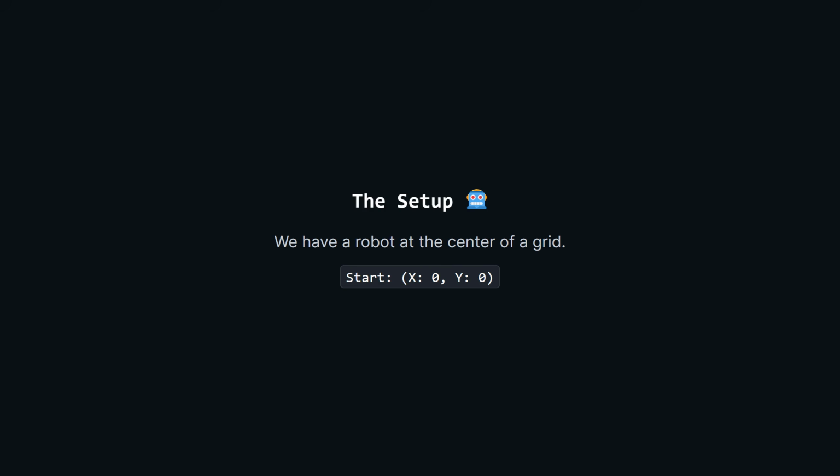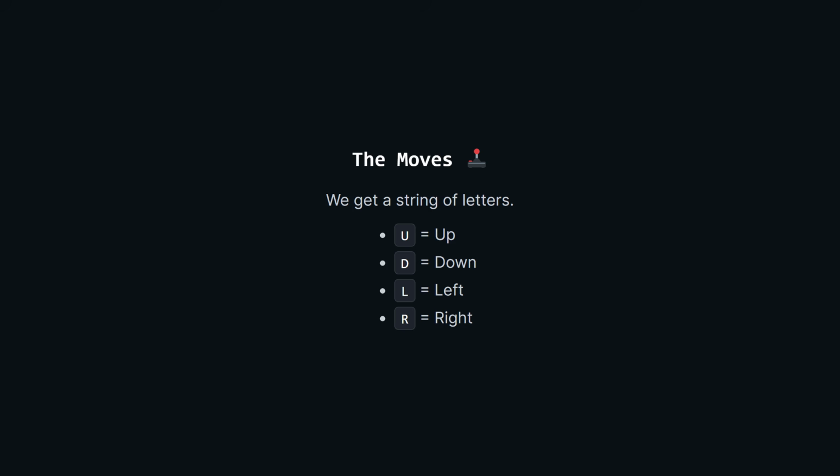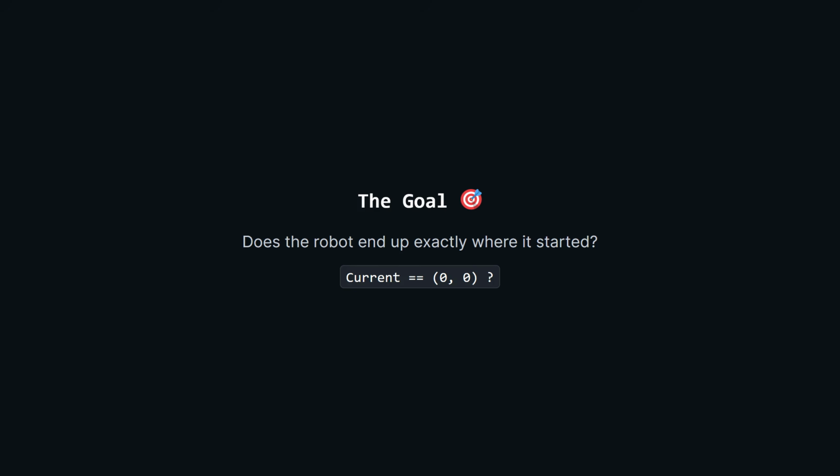Imagine a robot sitting right in the center of a 2D plane, at coordinate 0, 0. We are given a list of moves represented by letters: up, down, left, and right. After the robot finishes moving, we just need to figure out if it is back at its starting spot, 0, 0.